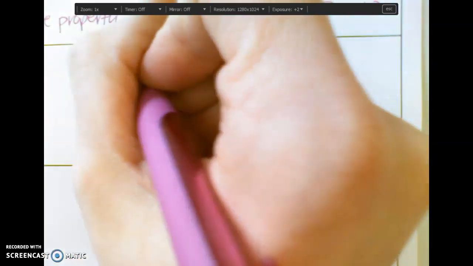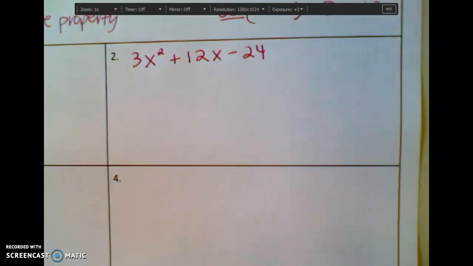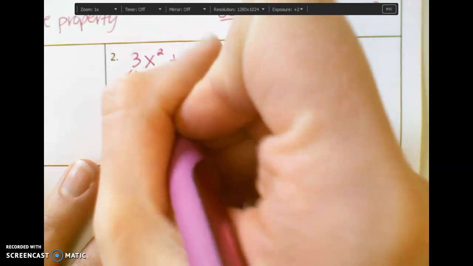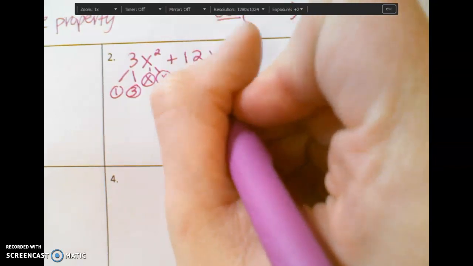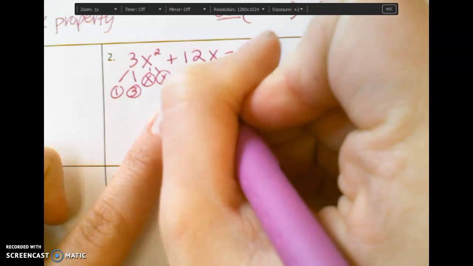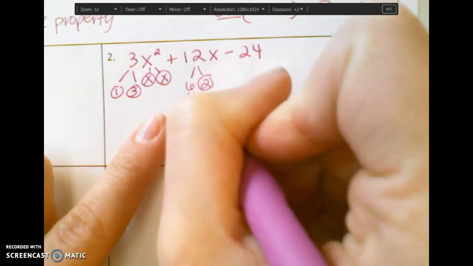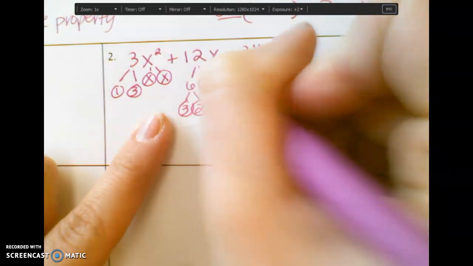Problem 2, we have 3x squared plus 12x minus 24. We can use factor trees here, or you can list out the factors. So I'll just still use factor trees. 3 is 1 and 3. And then x squared is x and x. Now we have 12x. Well, 12, we can do 6 times 2. 2 is prime, but 6 is not. So what about 6? 6 is 3 times 2, and that is prime. Well, x, of course, is just x.